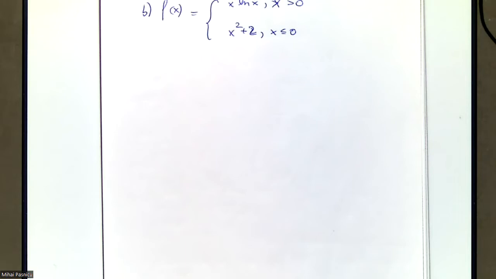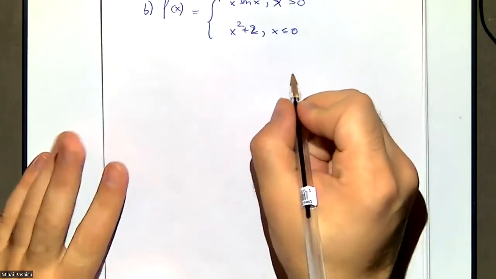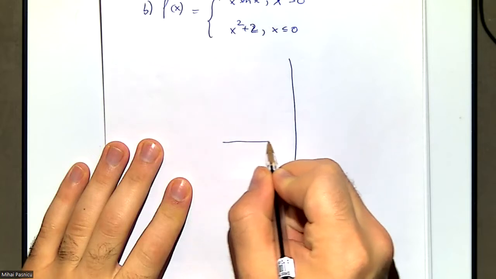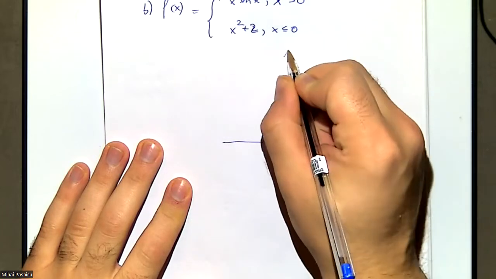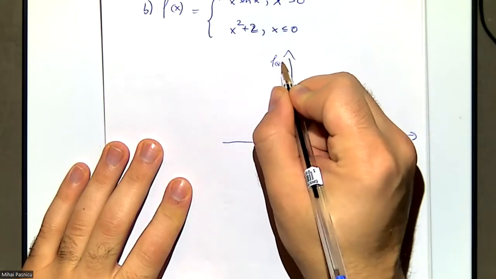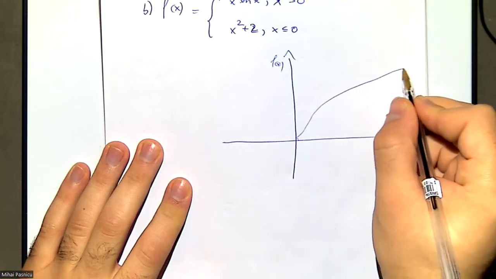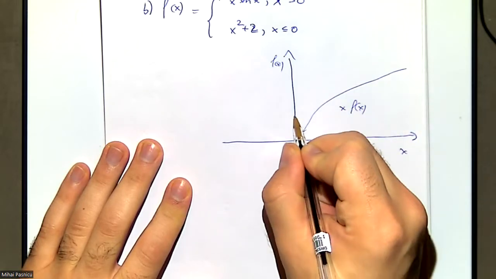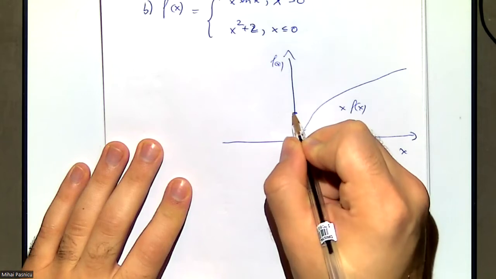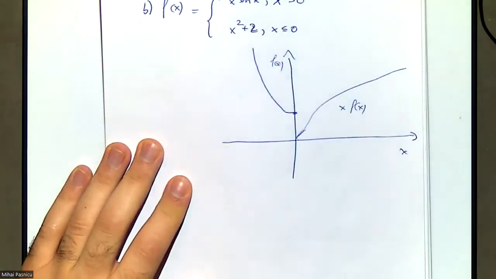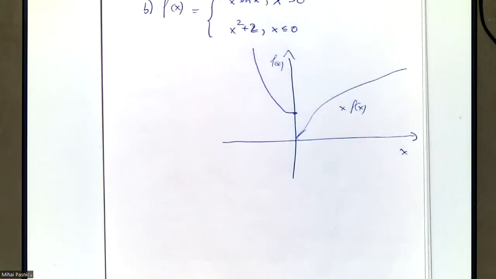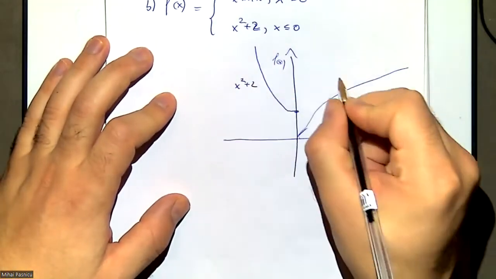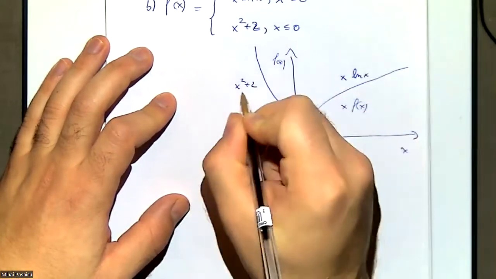Now, intuitively, what I'm saying is that my graph is going to look something like this. This still stays the same, it's supposed to be x ln of x. But the problem is that x squared plus 2 starts from here. So this would be x squared plus 2, and this would be x ln of x.